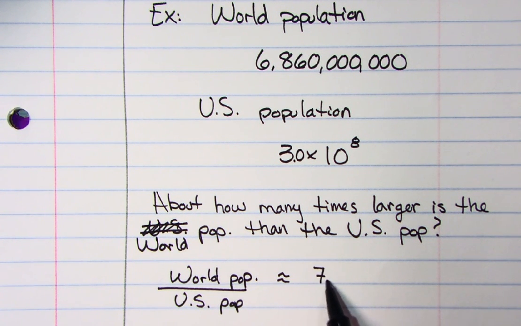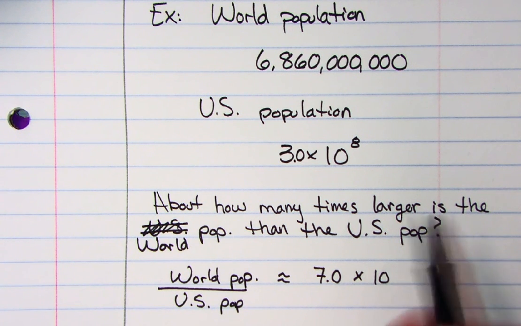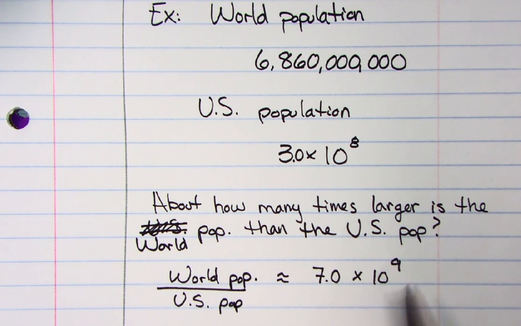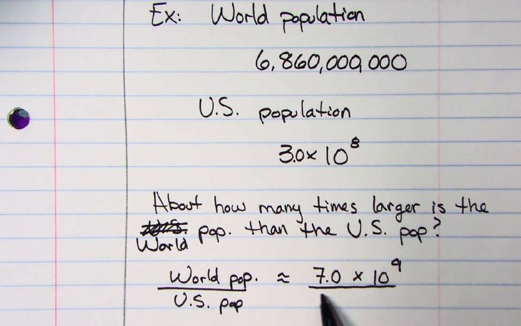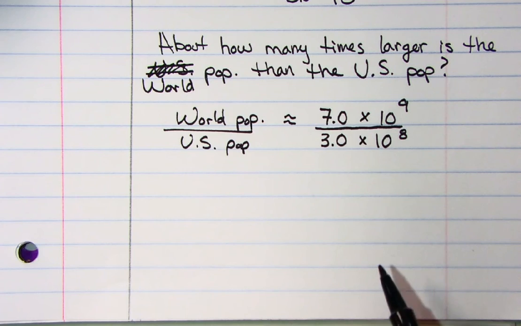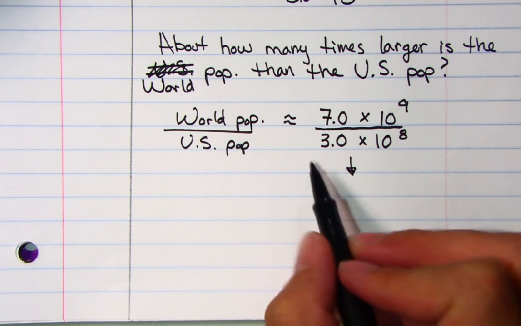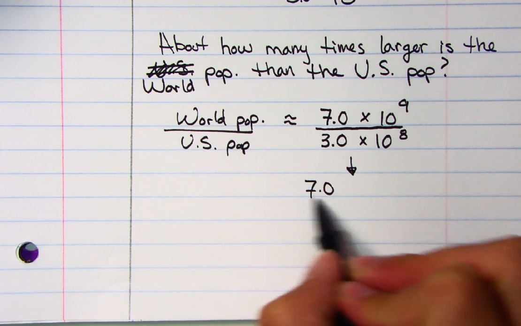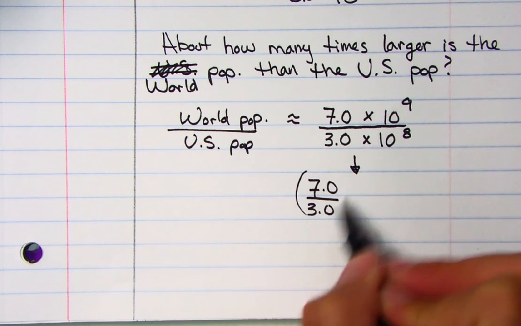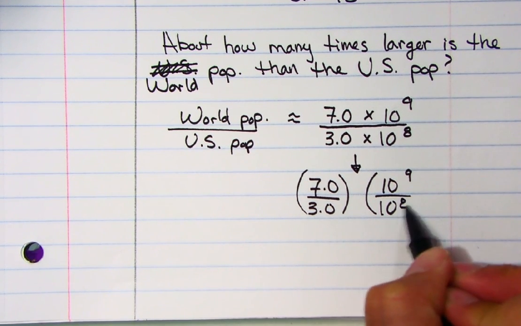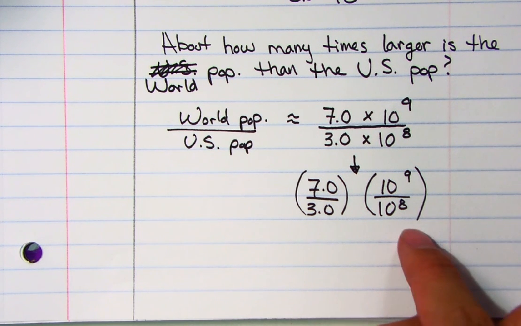So that's 7.0 times 10 to the, let's see, 1, 2, 3, 4, 5, 6, 7, 8, 9, to the ninth power. And then I'm going to divide that by the US population, which is 3.0 times 10 to the eighth power. Okay, so I'm doing a little bit of rounding there. Now I've set it up like this. What I can do is use the associative property and take things one at a time. I'm going to do the 7.0 divided by 3.0 part, and then I'll multiply that with 10 to the 9th over 10 to the 8th.